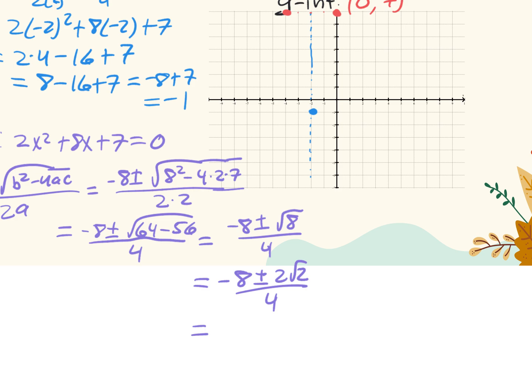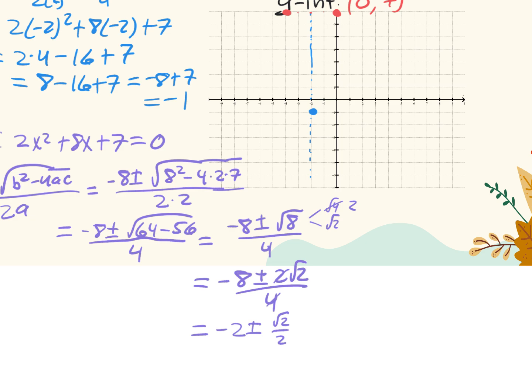Right, so again, also don't forget how to simplify your radicals, right? This is going to simplify as the square root of 4 and the square root of 2. The square root of 4 becomes 2. All right, and then you can divide each of these by 4, right? So negative 8 divided by 4 is going to get you negative 2, plus or minus 2 and 4 can simplify, and you get square root of 2 over 2.